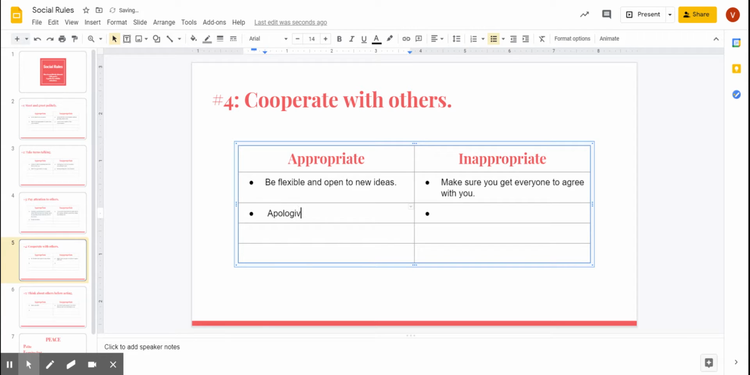Apologizing. You are correct. If you do something that calls for an apology, then you need to make that apology. Anything else inappropriate you can think of? Not apologizing, especially just because you don't think it's necessary or because the other person did something wrong too. That's not a good reason not to apologize.